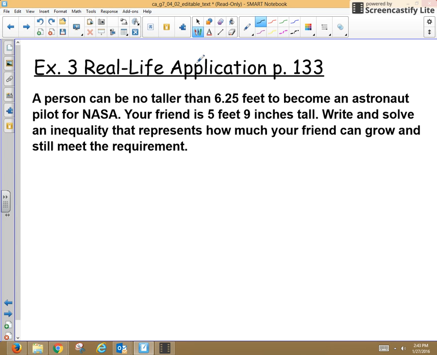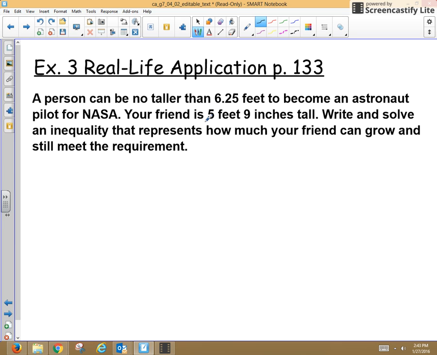Okay, example 3 is our real life application. A person can be no taller than 6.25 feet to become an astronaut pilot for NASA. Your friend is 5 feet 9 inches tall. Write and solve an inequality that represents how much your friend can grow and still meet the requirement.